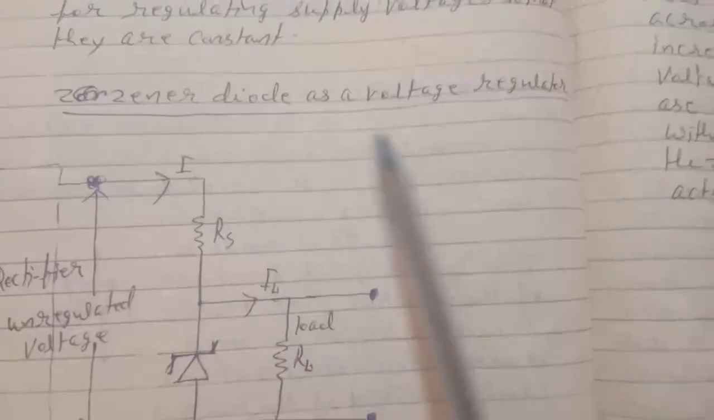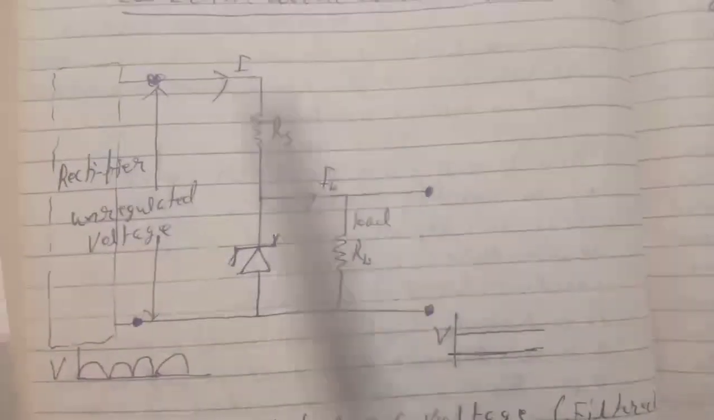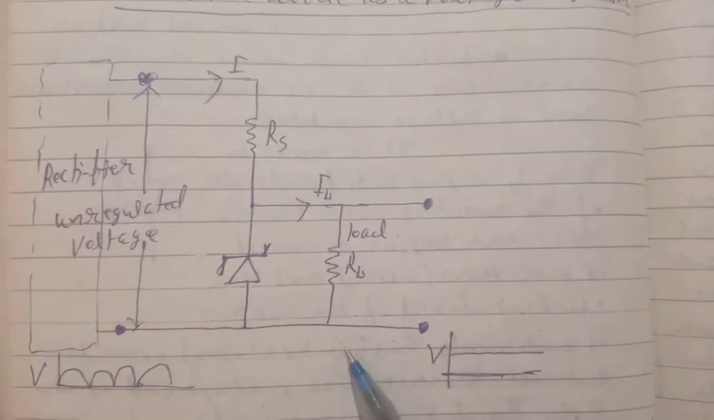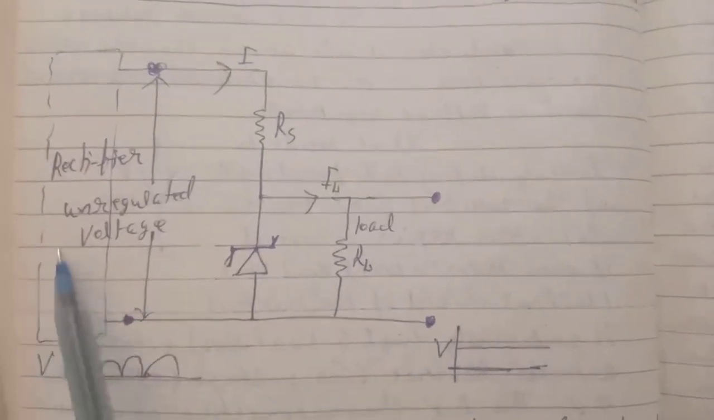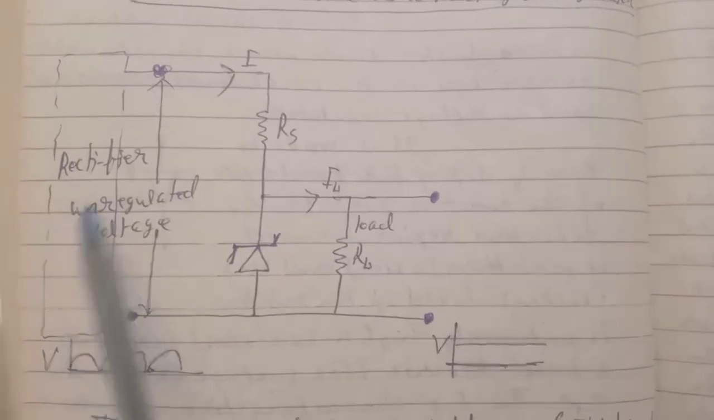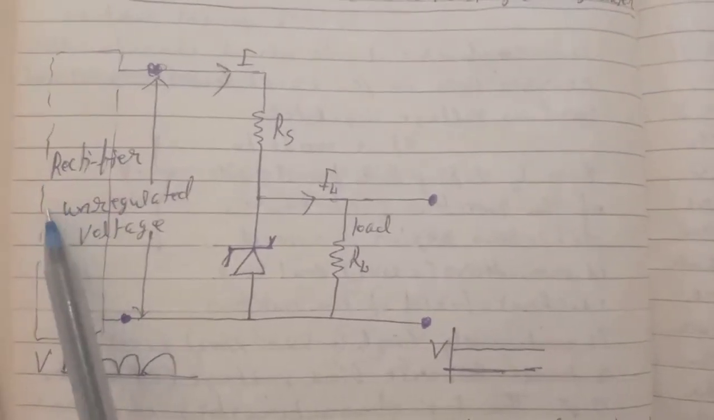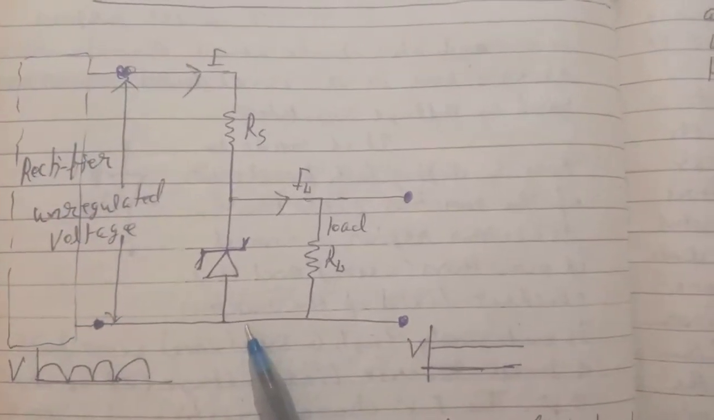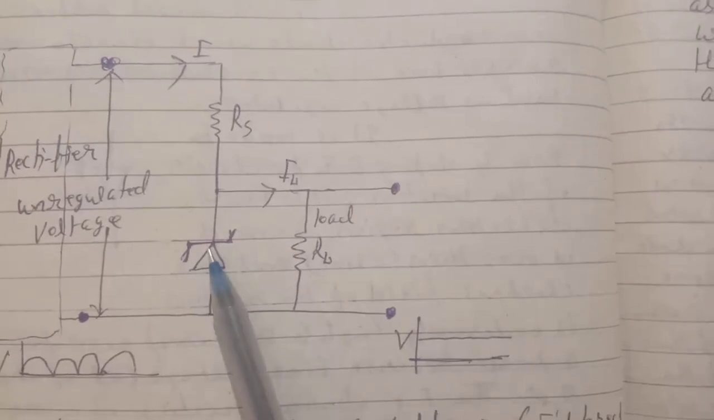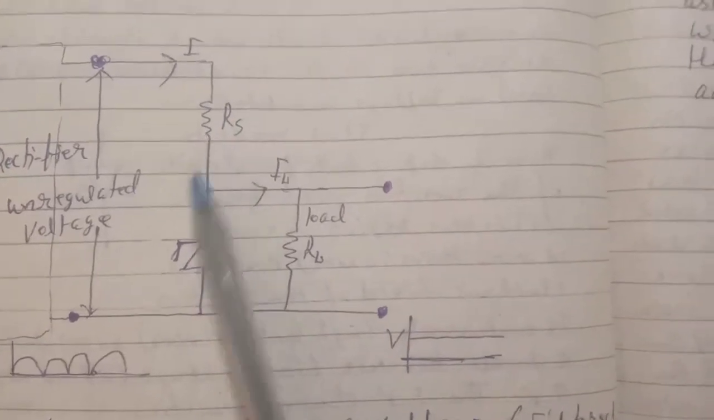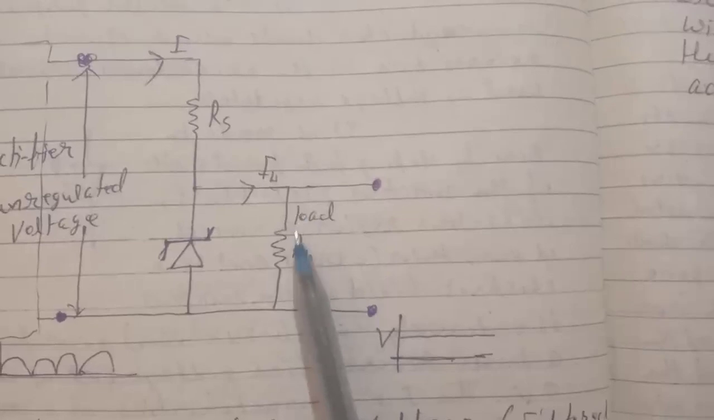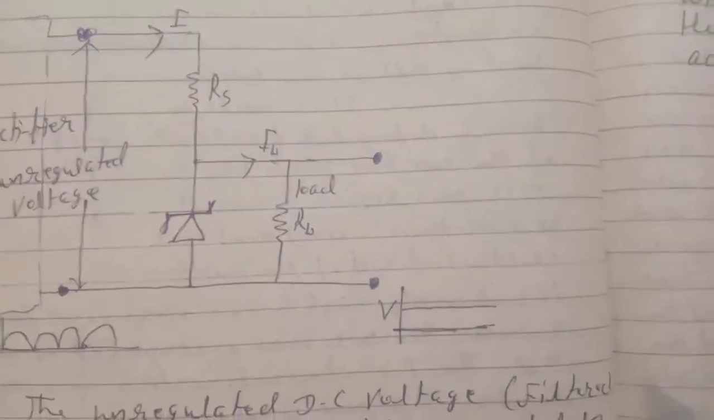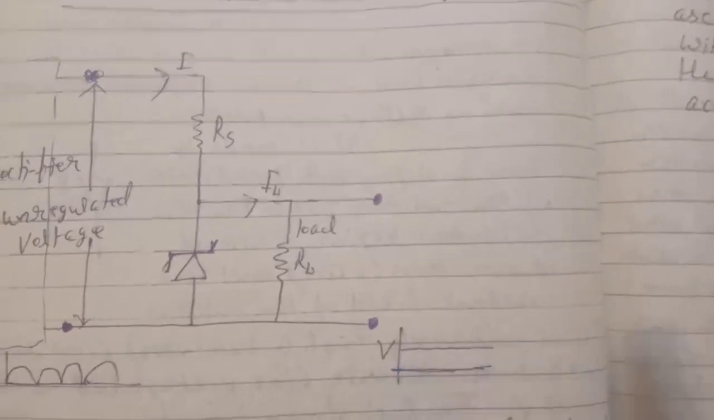Now the zener diode as a voltage regulator. This is the circuit for the voltage regulator. We get the unregulated voltage from the rectifier, and this is connected to a zener diode with a resistance, and in parallel with the zener diode we connect a load resistance. Here we get the output. The curve will be like this.